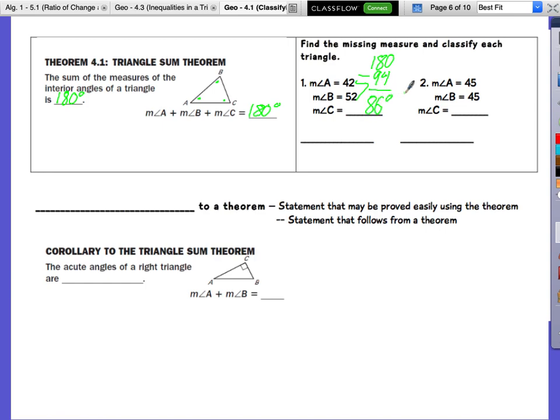Wait, what's the line down below for? To classify the type of triangle. Let's talk about how this worked. Okay? So we said all three angles have to add up to 180.